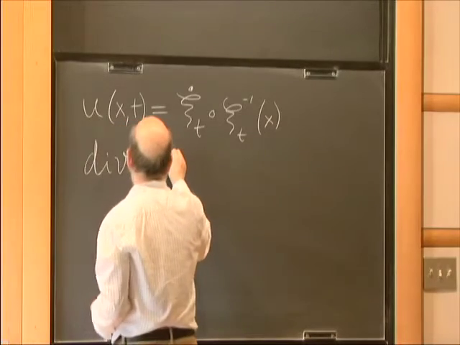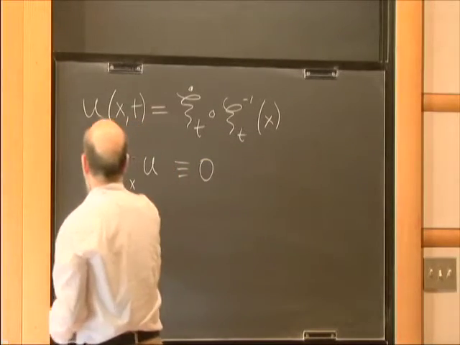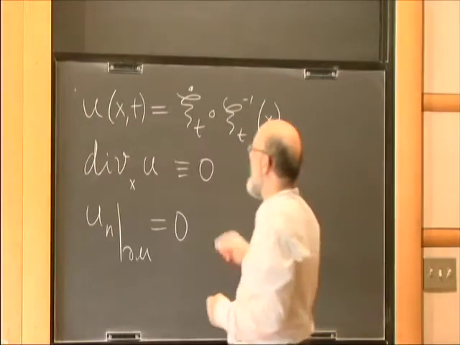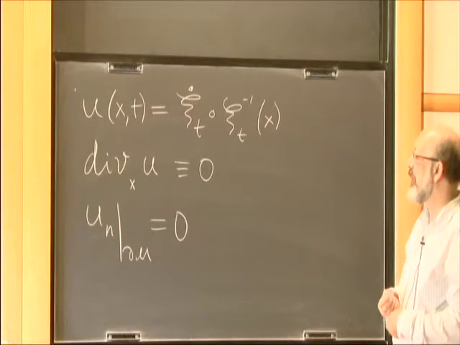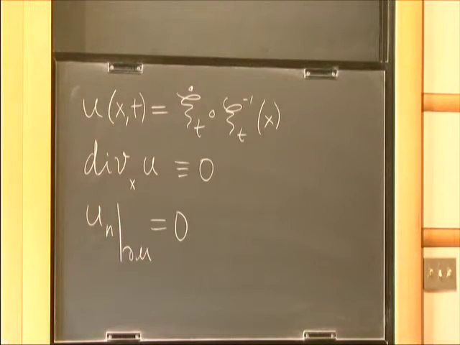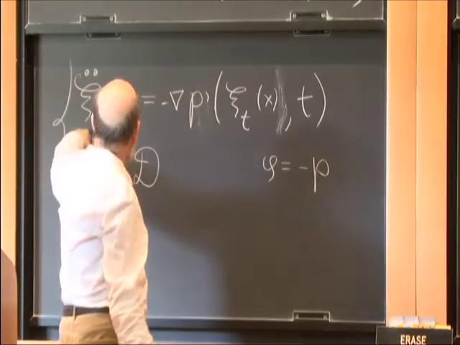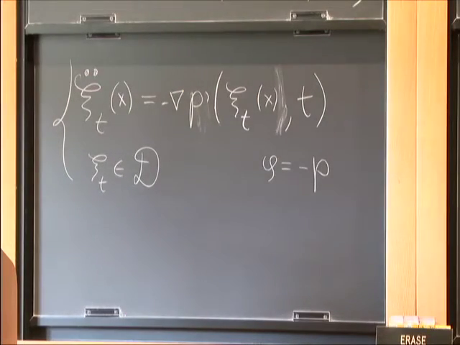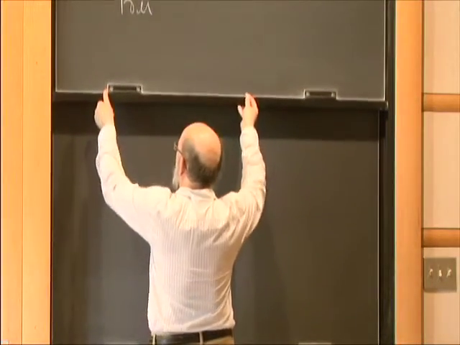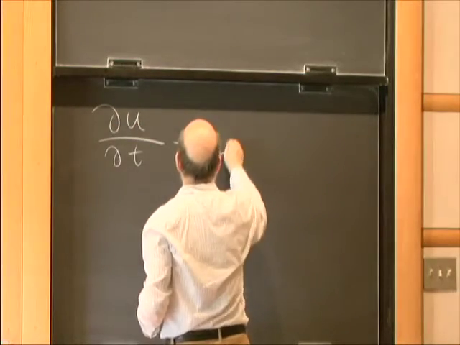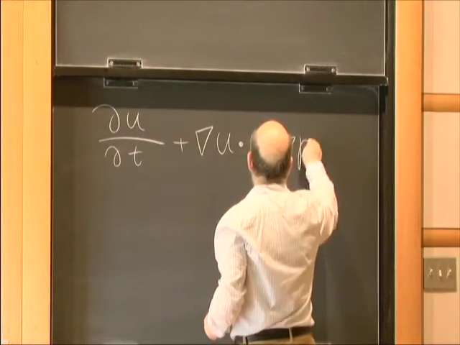So this is a velocity field, and it satisfies divergence of u with respect to x is 0, and on the boundary the normal velocity is 0. So this is a new variable, which is called the Eulerian velocity field. And we have to rewrite this equation in terms of the Eulerian field. To this end, we have to express Ct, the acceleration, in terms of velocity. And the result is the following famous equation: du/dt plus gradient u times u plus gradient p equals 0.